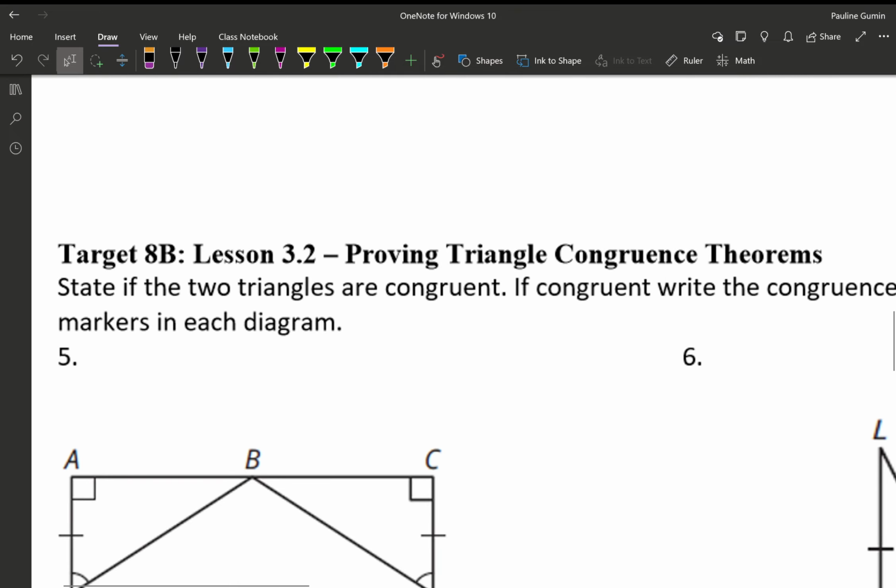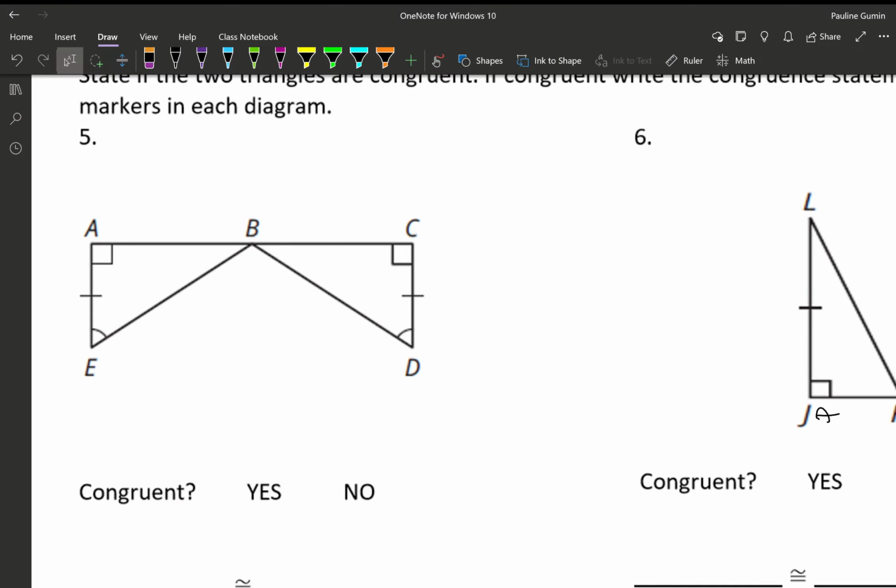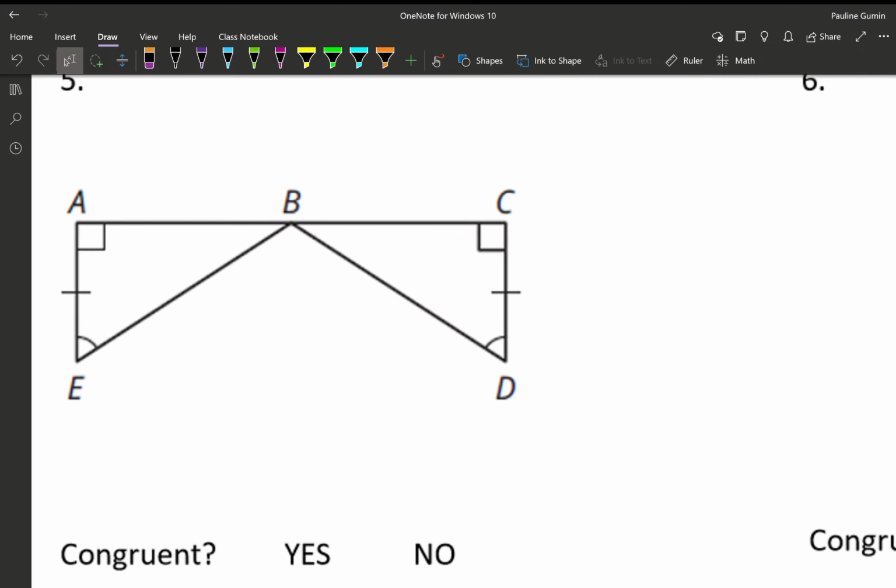All right. Number 5. We are going to state whether or not these two triangles are congruent based on the way that they're marked. So the first thing that I like to do is just see what markings each triangle has. So the first thing I notice is they both have this right angle. So they both have a 90-degree angle. That's great. Then I notice they both have a side that has 1 tick mark. And then they have another angle right here that is congruent to each other.